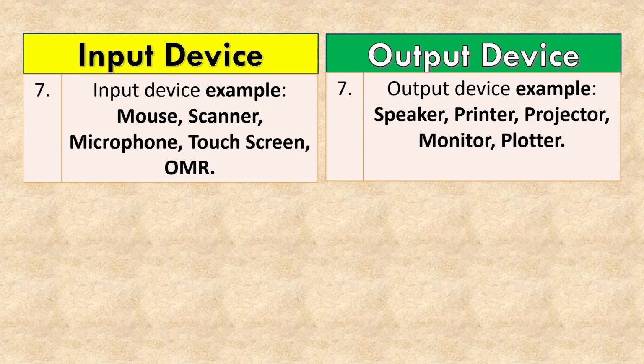Input device examples: mouse, scanner, microphone, touch screen, OMR. Output device examples: speaker, printer, projector, monitor, plotter.